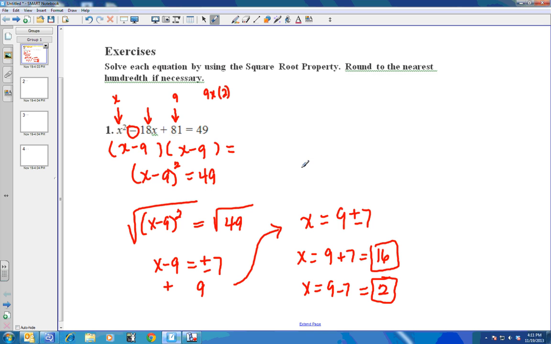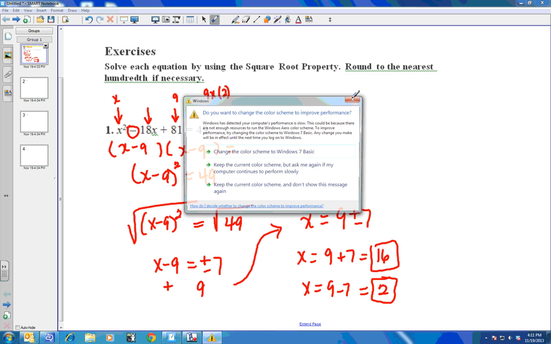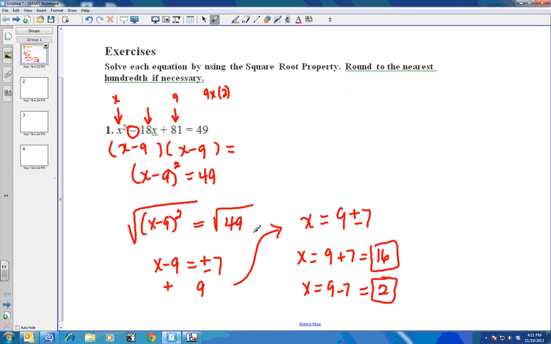I could always plug these two answers back into x to see if they equal 49. Another way I could check my answer is to subtract 49 and set it equal to 0, graph it, and it should cross at 16 and 2.